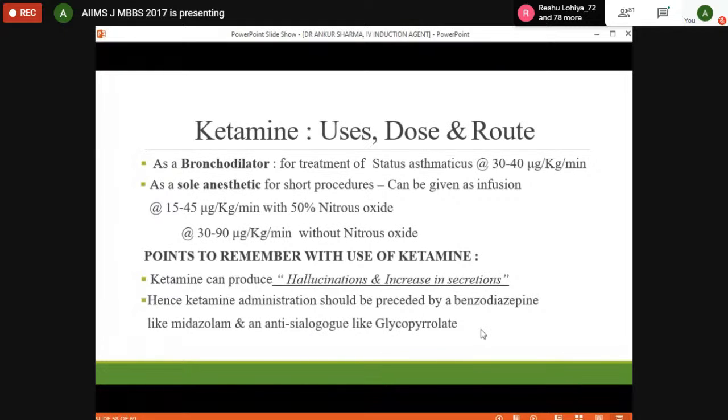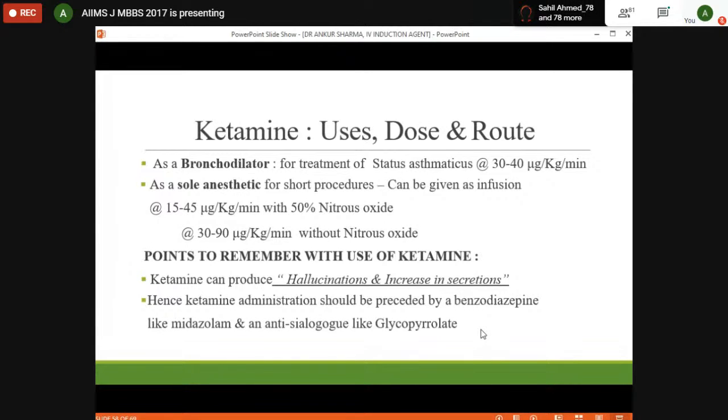As a bronchodilator, it can be used in the treatment of status asthmaticus in the dose of 30 to 40 mcg per kg per minute. It can be used as a sole anesthetic for short procedures. It can be used with nitrous oxide at 50 to 45 mcg per kg per minute. If you are not using nitrous oxide, the dose is increased to 30 to 90 mcg per kg per minute.